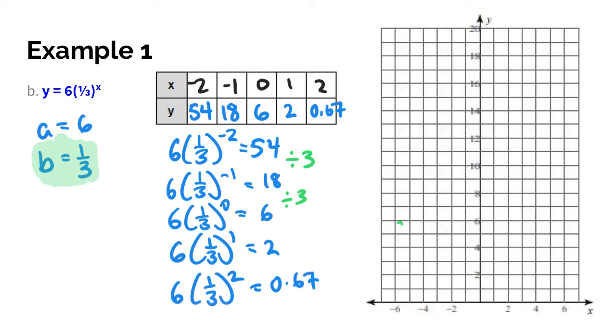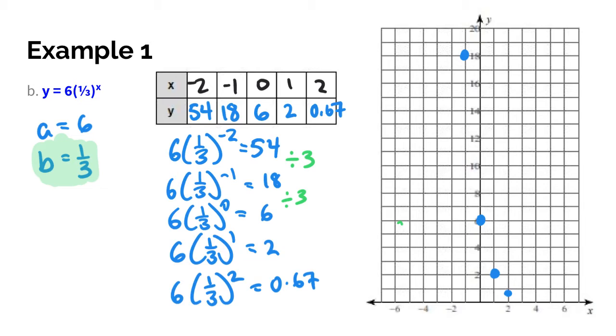So then plotting these values on my graph again, I'm going to start with the -1, 18 just because I can't graph -2 and 54. So then I would have 0, 6, 1, 2, and then lastly 2 and 0.67. So that one would actually be 2/3. So it's going to be between 0 and 1, but a little bit closer to 1, okay?